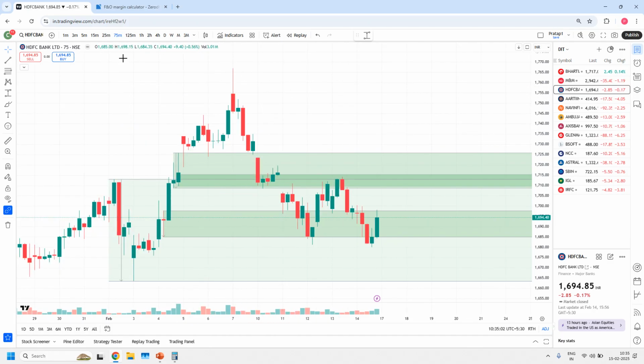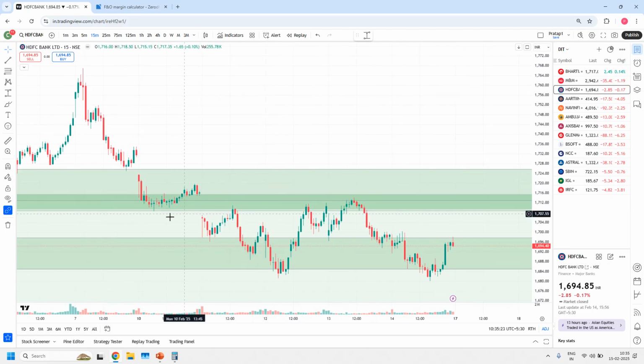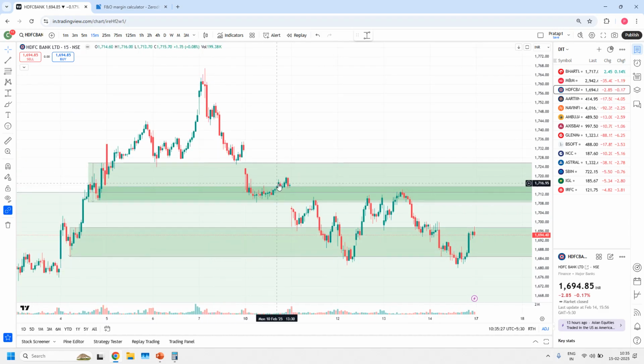HDFC Bank, let's go to the 15 minutes time frame. So this was the trade. Monday prices came into this zone. Monday, this was the last time our software gave the recommendation. Prices came, and a lot of time the prices here slightly pierced, but it will be within your stop buffer. The whole day prices moved up, but not good enough to reach your target.